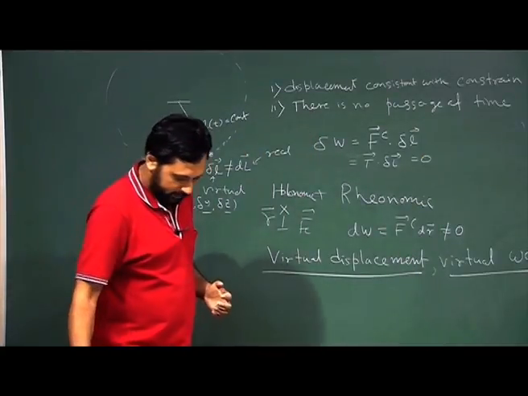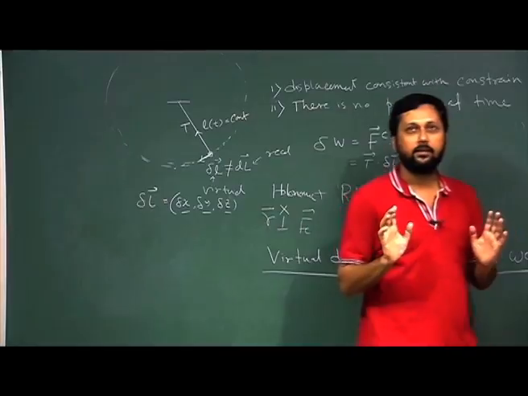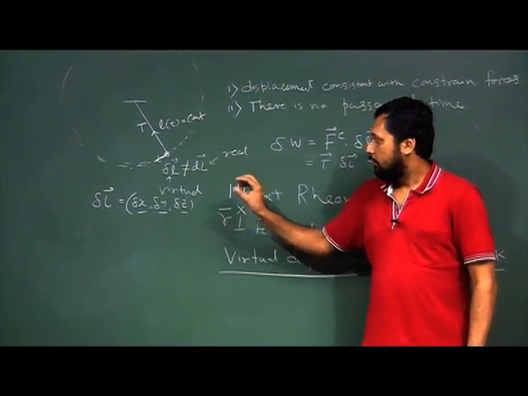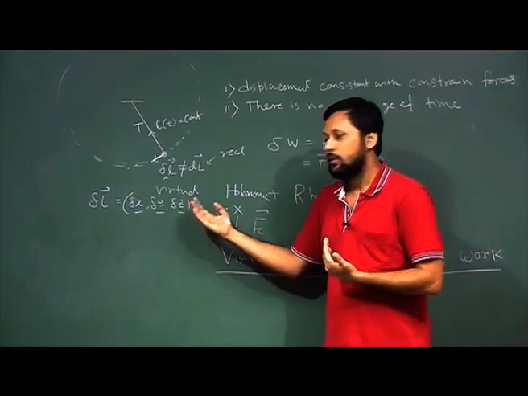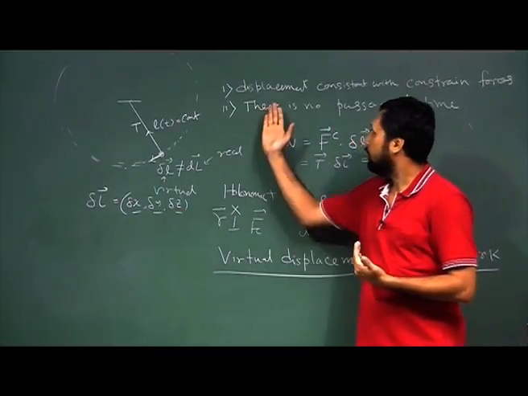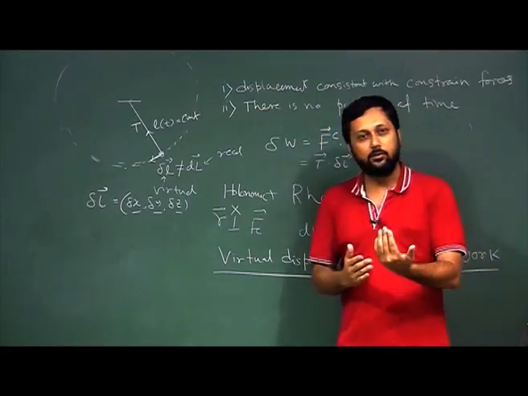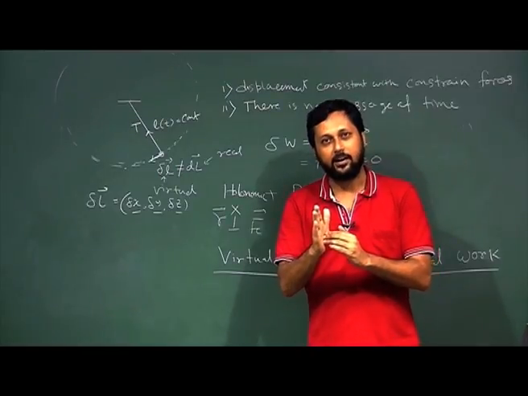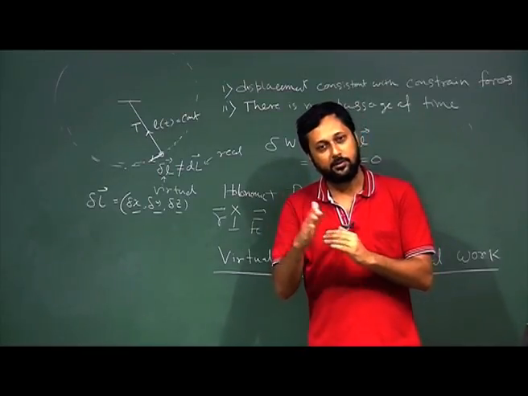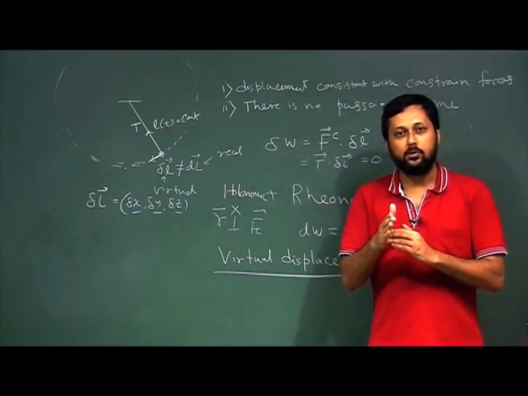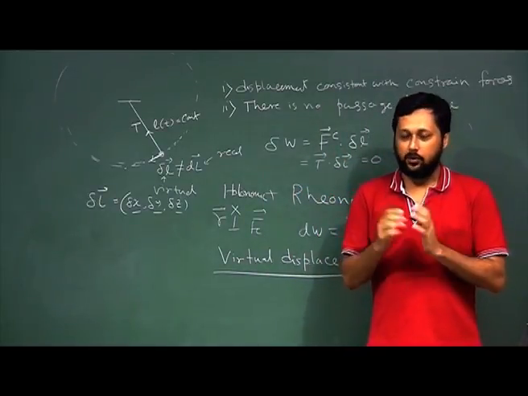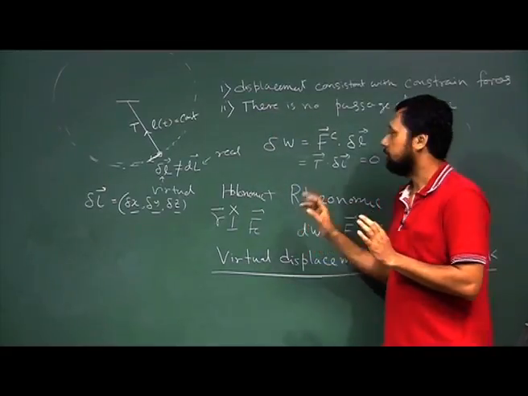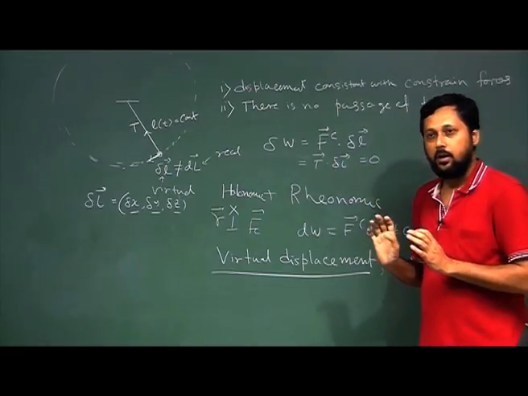Now, please understand carefully what we have done here. We have constructed a virtual displacement which is at par to the forces of constraint, and because there is no passage of time, at any instantaneous time, at that particular moment, the forces of constraint have to be perpendicular to the direction of displacement. So, these two properties combined, a virtual displacement always produces a virtual work which is equal to 0.